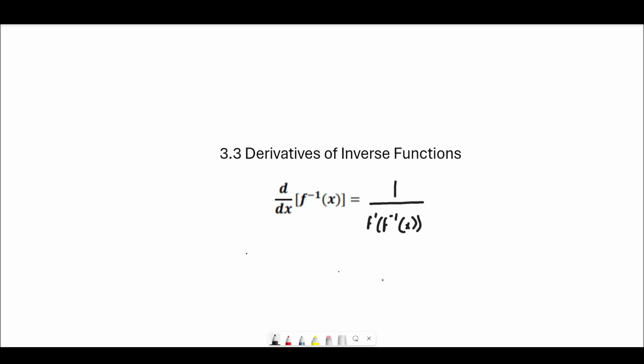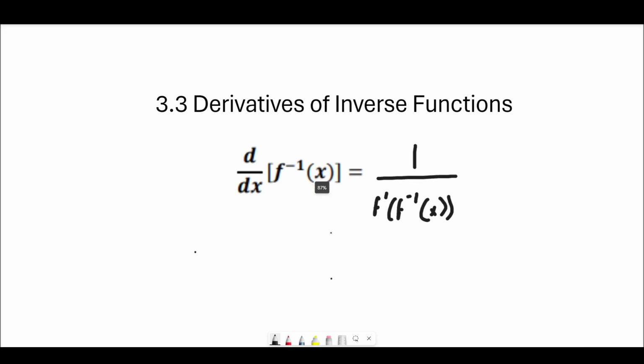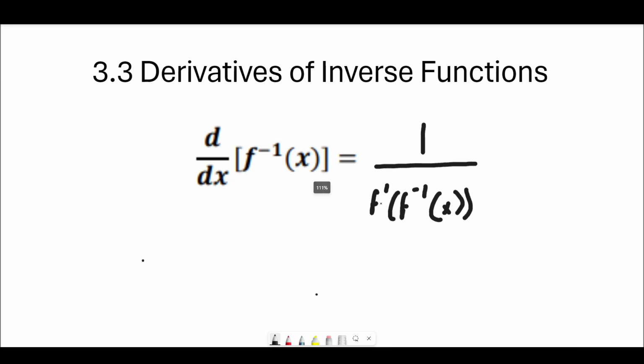Alright, so 3.3 is just the derivatives of inverse functions. And you're going to have to remember this rule. So the derivative of an inverse function is just 1 over f prime of the inverse of f of x.